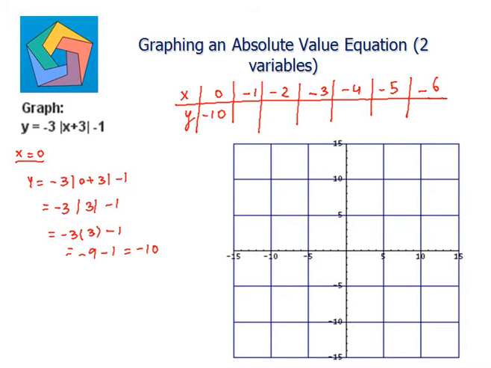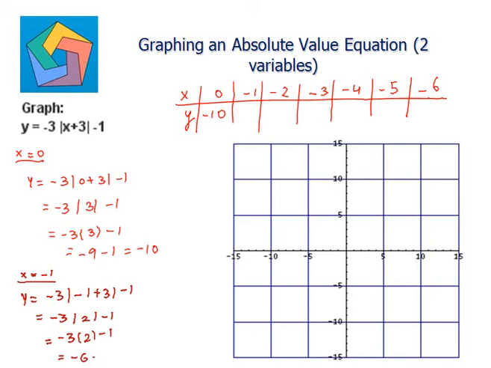And if I put x as negative 1, I'll get y as negative 3 times the absolute value of minus 1 plus 3, minus 1. Negative 3 times the absolute value of 2, minus 1. Negative 3 times 2, minus 1. Minus 6 minus 1, that's minus 7. Remember, the absolute value of a negative number is always positive. So this is minus 7.